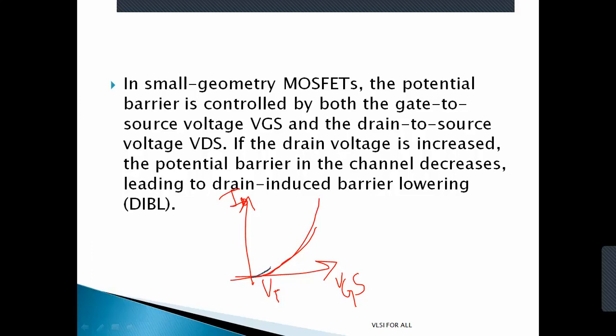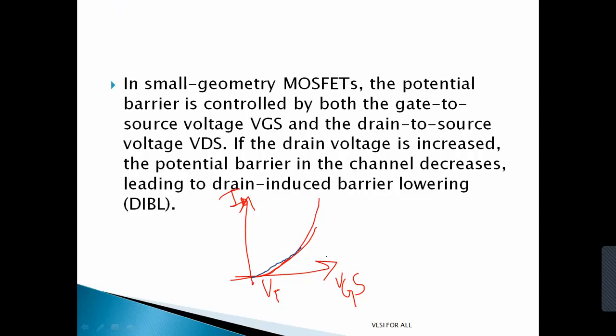This current will be like this. There will be no zero current between the threshold voltage. So this current is called sub-threshold conduction current. And this effect is more in the saturation region, because in the saturation region, drain to source voltage is more than in the linear region.